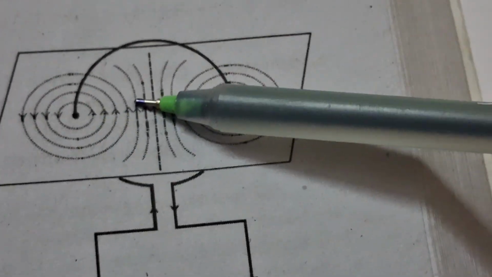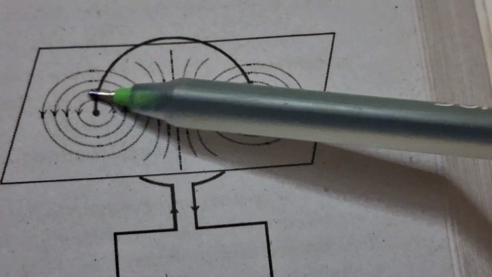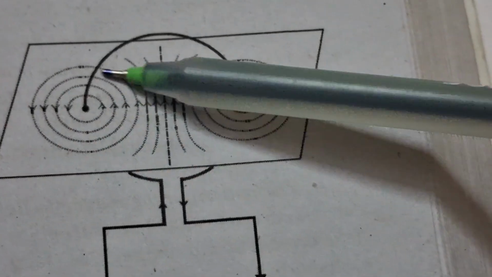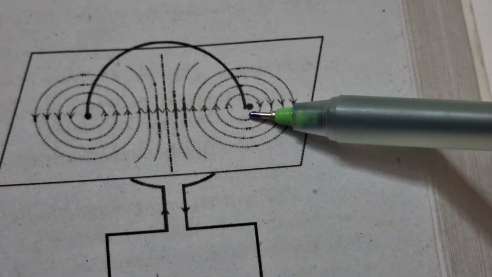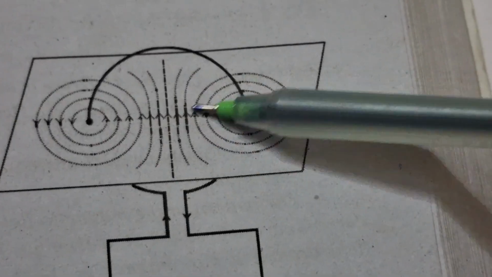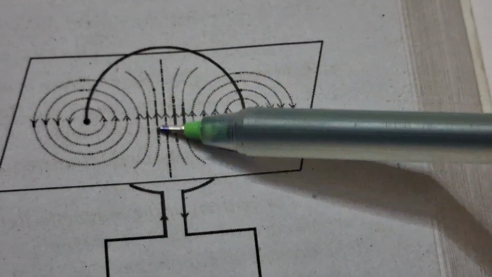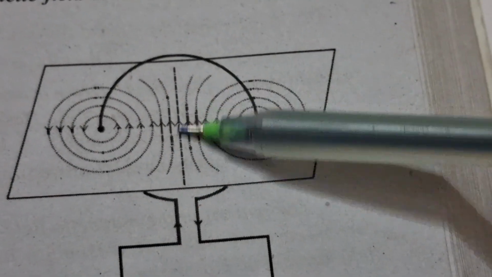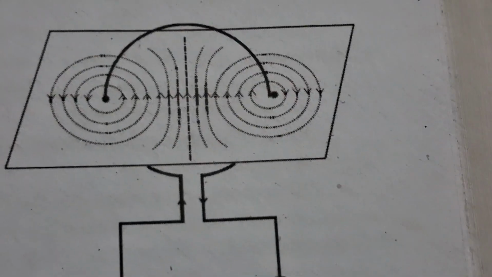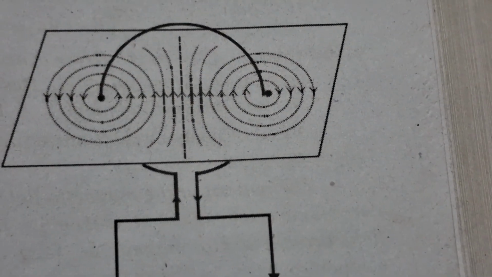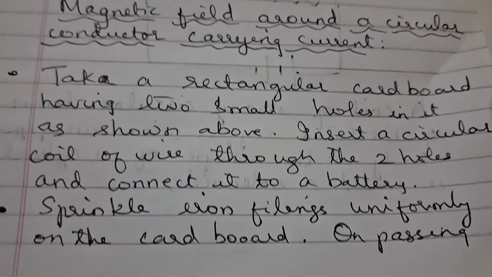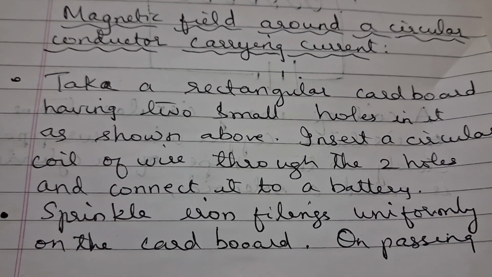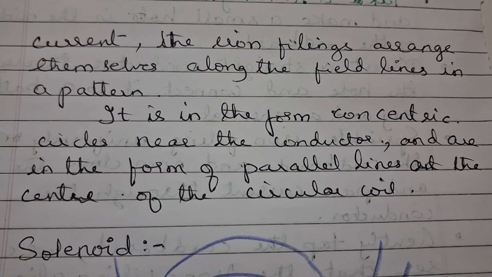On passing current, you can see the iron filings align themselves in a concentric pattern around the conductor on both sides, and in the center you can see parallel lines. So this is an experiment to show the magnetic field around a circular conductor carrying current. The written part for this is a continuation.